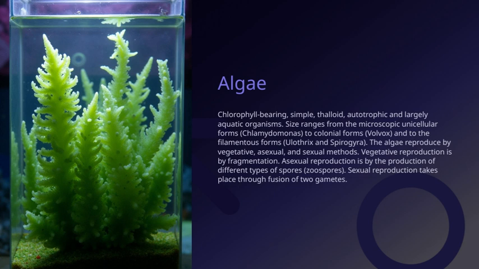One of the most interesting aspects of algae is how they reproduce. They have multiple methods: vegetative, asexual, and sexual. Vegetative reproduction usually happens through fragmentation, where a piece of the alga breaks off and grows into a new organism. Asexual reproduction involves the production of spores, specifically zoospores, which can disperse and grow into new algae. Lastly, sexual reproduction occurs when two gametes fuse, combining genetic material and leading to the formation of a new organism.